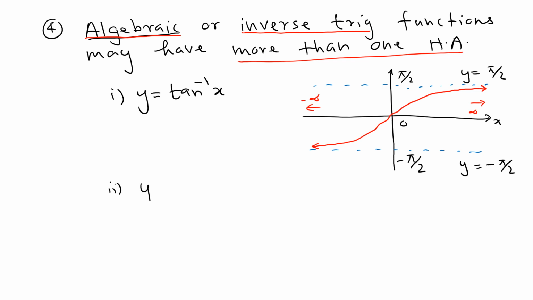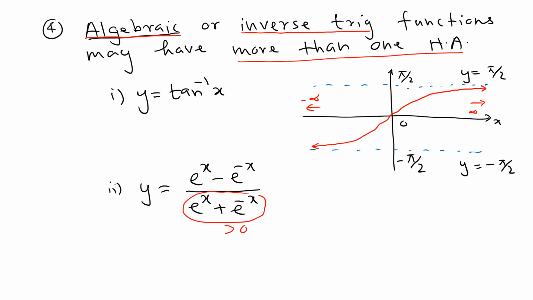Okay, so let's look at an exponential function. For example, y equals e to the x minus e to the negative x, divided by e to the x plus e to the negative x. One is a minus, one is a plus. How many asymptotes are you going to see? You can see the denominator can never be 0 because both are positive terms, so it is always positive. That means there are no vertical asymptotes for this one, but there are two horizontal asymptotes.